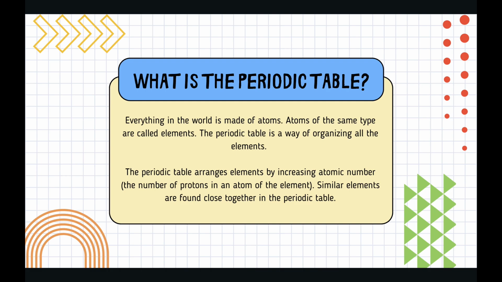Now, how has the table been organized? The table arranges the elements by increasing atomic number, and similar elements are found close together in the periodic table, and we're going to see that in a short while.